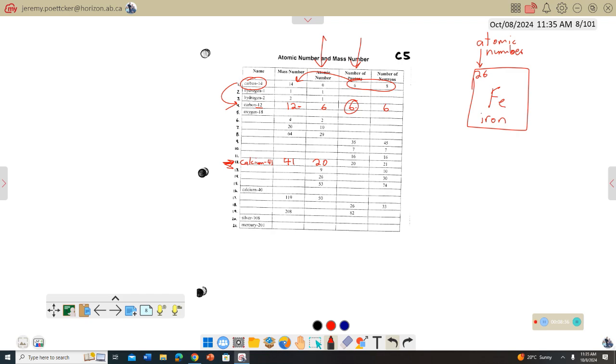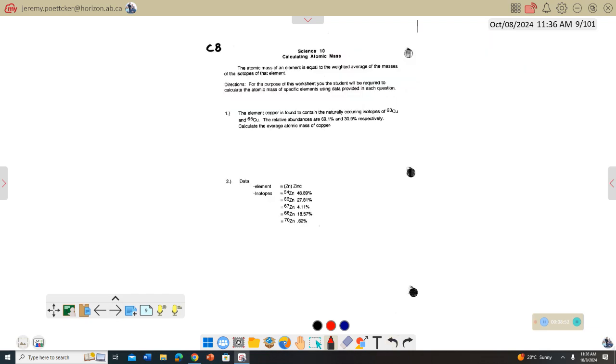Right, and again, you'll notice the 41 is not the same as the 40.08 that's in the top right-hand corner of the calcium square. We're going to talk about that in a little bit, and then lots more of the intermediates.